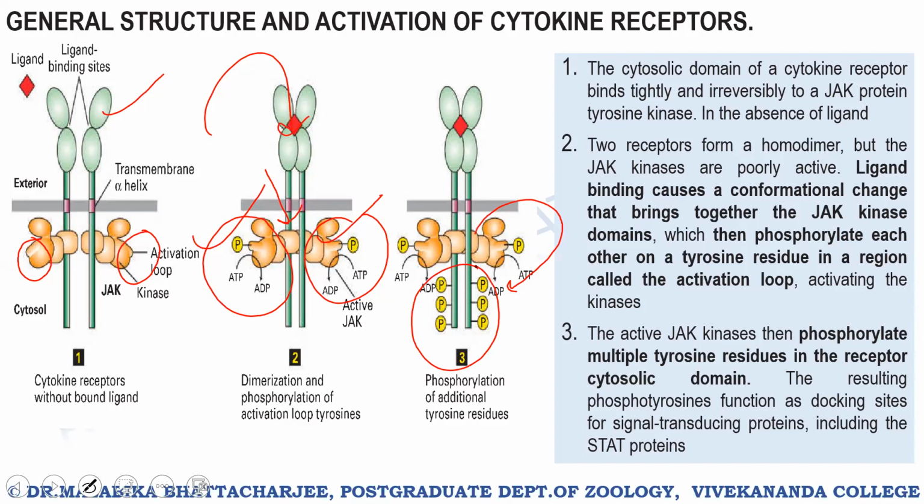So initially JAKs are phosphorylated and activated. And once they are phosphorylated on tyrosine residues and are activated, they in turn phosphorylate the tyrosine residues on the cytoplasmic end of the receptors. So as you can see, tyrosine residues are phosphorylated. The moment the tyrosine residues on the receptors are phosphorylated, as you can see, the cytokine receptor is now activated and it will now recruit the STATs.